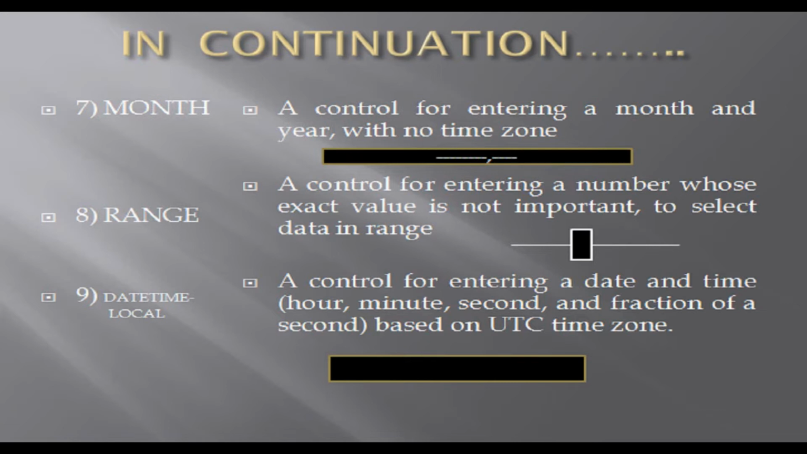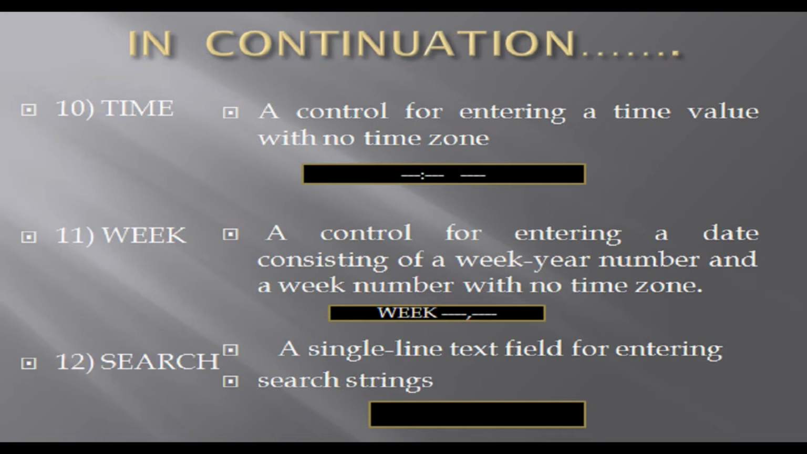Then comes datetime-local. This is a control used for entering date and time in hour, minute, second and fraction of second. It is based on the UTC time zone. Then comes time. Time is a control used for entering a time value, here with no time zone. Afterward we will see week. It is a control used for entering a date consisting of a year and a week number with no time zone.